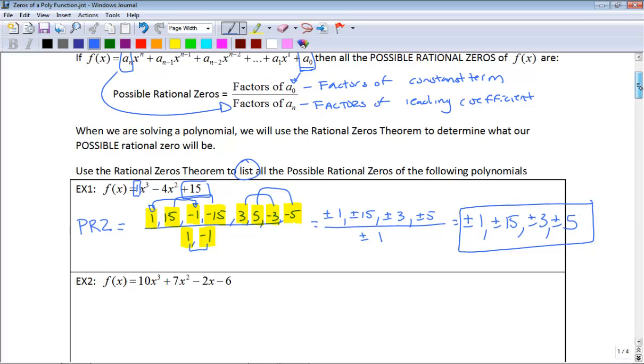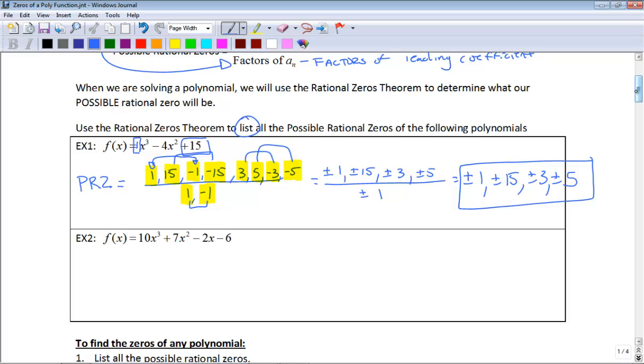All right, let's look at the second example. Same thing, list the possible rational zeros for the function. The possible rational zeros are equal to the factors of the constant term. What multiplies to 6? Plus or minus 1 and plus or minus 6, because it's positive 1 and negative 6, or negative 1 and positive 6, and then plus or minus 2 and plus or minus 3.